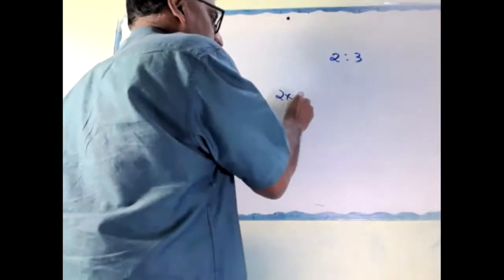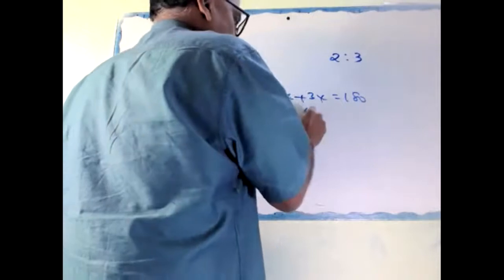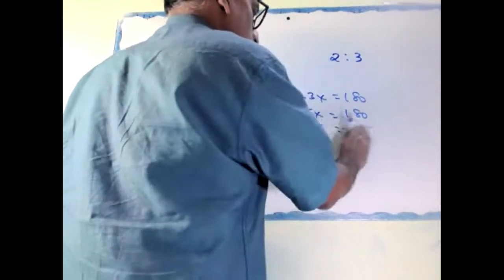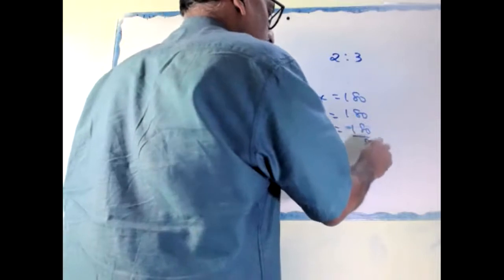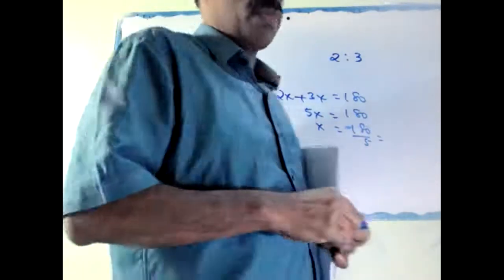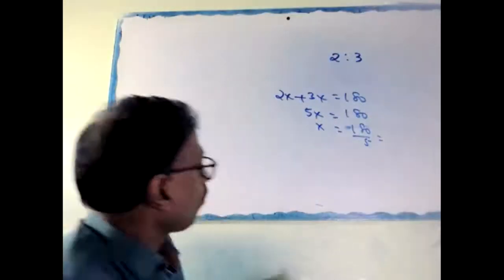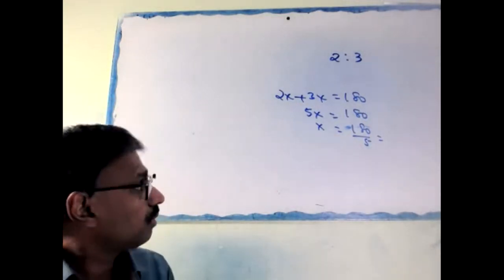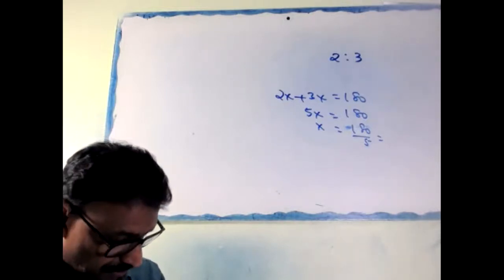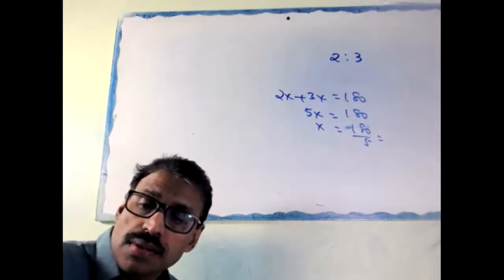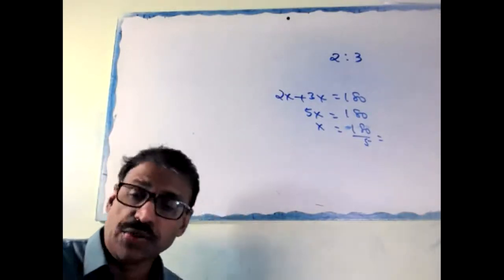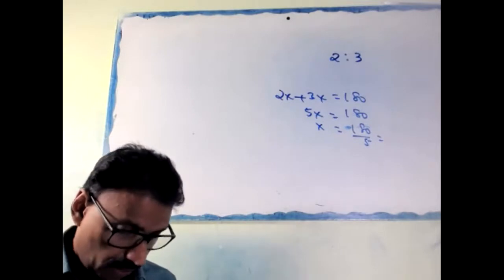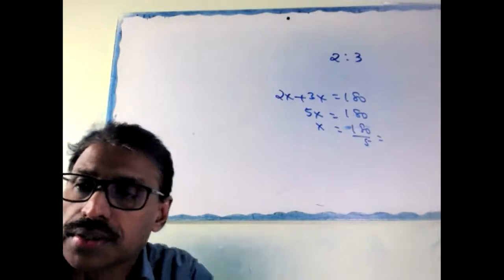What is this? 2x plus 3x equal to 180. 5x equal to 180. X equal to 45, right? No, not 45. How much? 180 divided by 5. How much? 36, right? So the angles are 72 and 108, right? Okay, next question. Is it okay, clear or not?